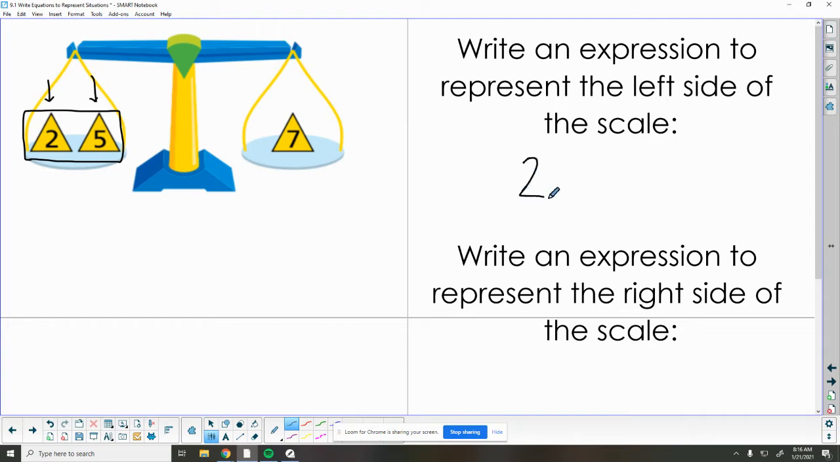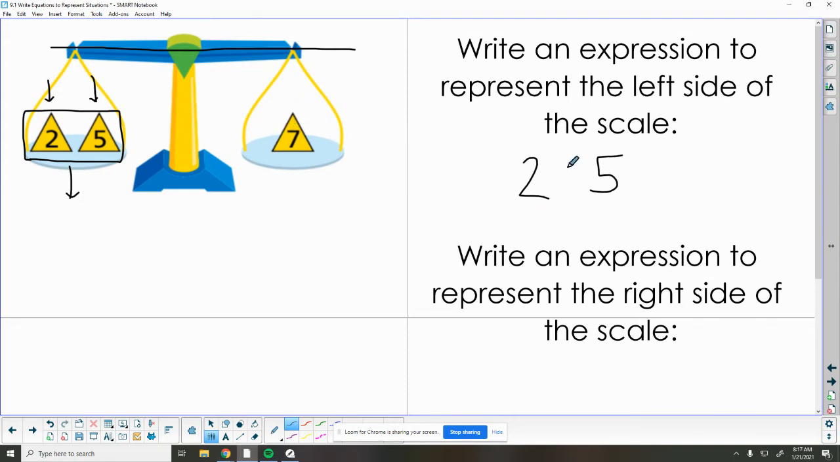So we have 2 and we also have 5. And what do you think they're doing with those? So we know that these are balanced. So if we multiply them, that would be 10 and this would be heavier. So what operation can we do to balance this?